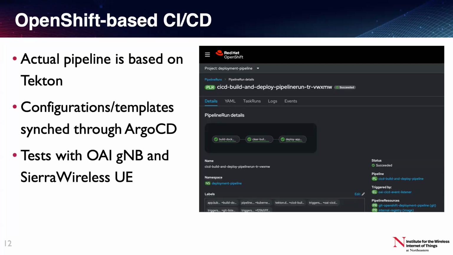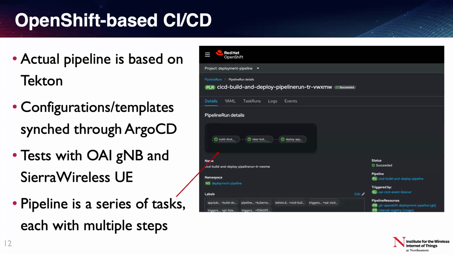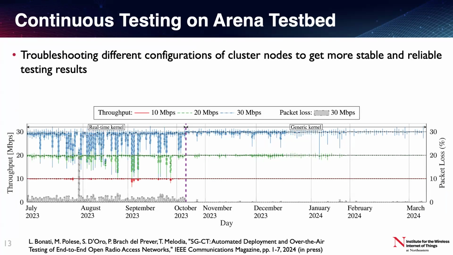And then I can trigger some pipeline to test with the OpenAirInterface gNB and the modems that you were seeing in my previous slide, which are called Sierra Wireless modems, and they're commercial 5G modems. Overall, my pipeline is a series of steps with multiple sub-steps that we run. A pipeline like this one, where the testing is not shown for simplicity, was actually deployed and tested continuously on an over-the-air infrastructure that we call Arena in the lab, which is a testbed with servers and radios deployed on the ceiling of a lab space.